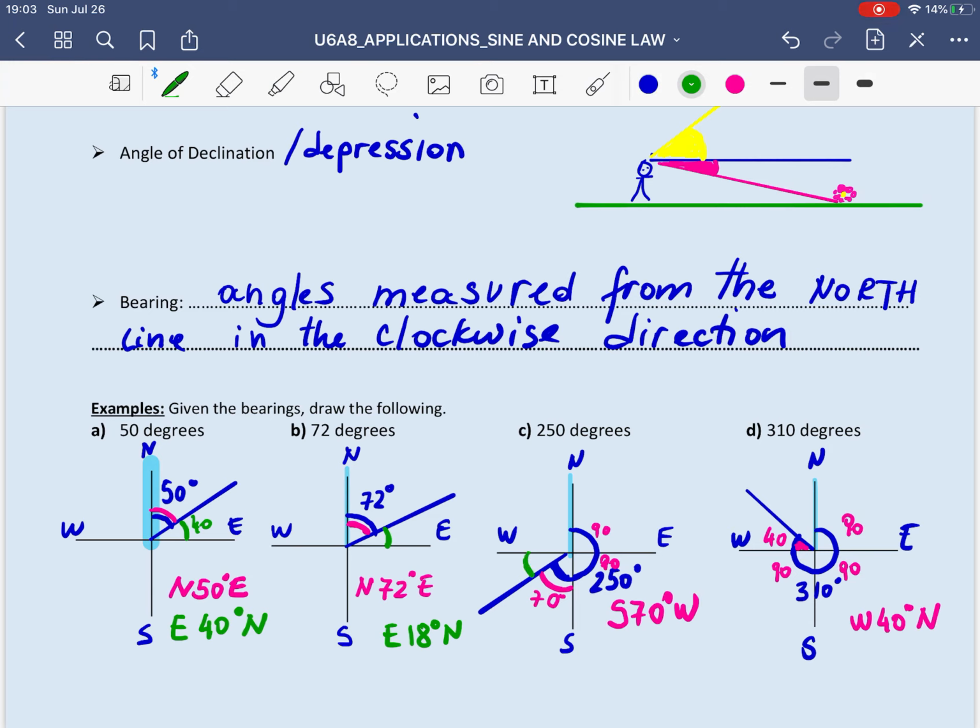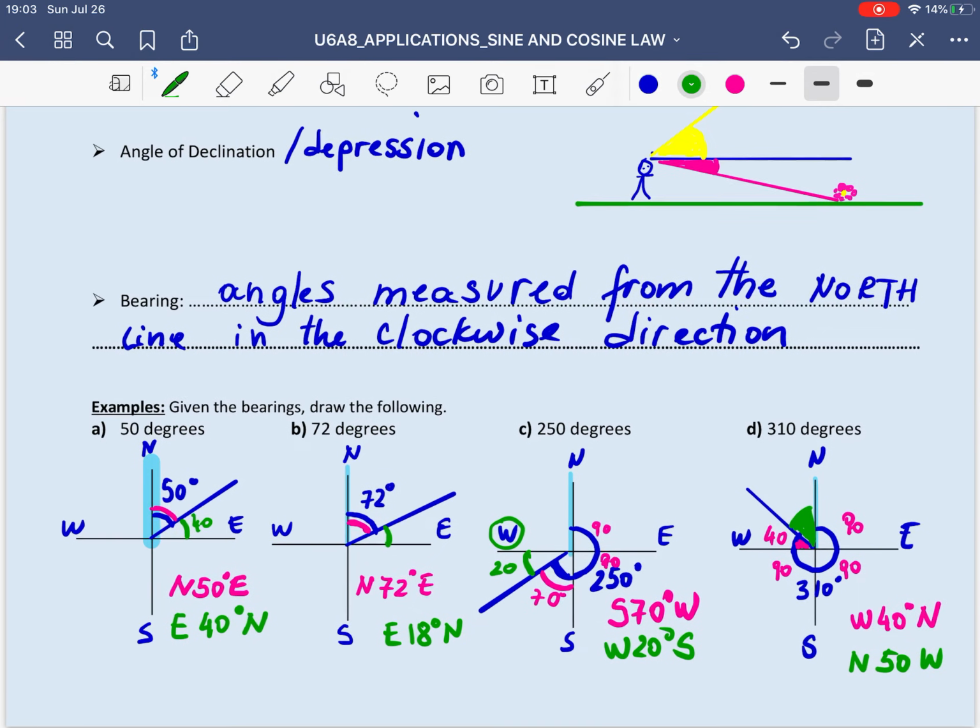In the same way, we can look at this angle to show the direction or to describe the direction. And we're going to say starting from west, we have to go 20 degrees towards south. And in the same way, we can look at this angle here and say we start from north, go 50 degrees west. Okay? So this is how we describe angles in 2D.